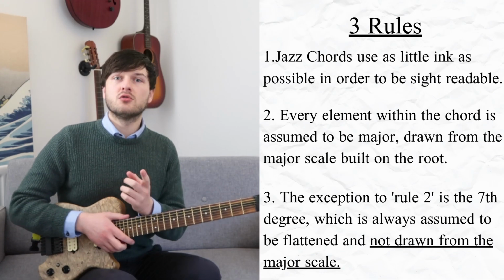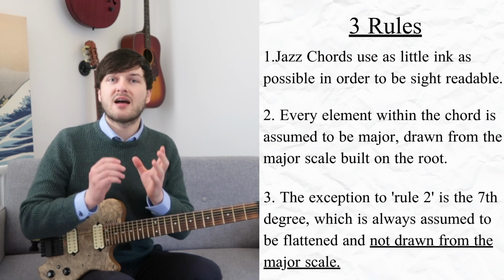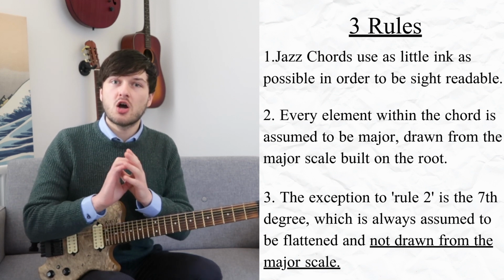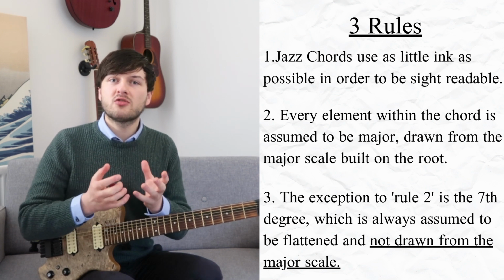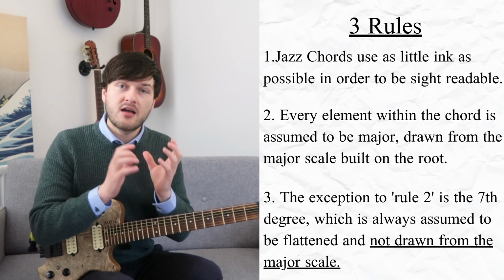So when we first look at jazz chords, they can look very complicated and confusing, and when people try and figure them out on the instrument, they often come up with some pretty strange interpretations. So the first thing we need to know about jazz chords is that there are three rules that we need to always bear in mind no matter what we're doing. The first rule is that the chord on the page will only use as much ink as is necessary. There should be no extra information.